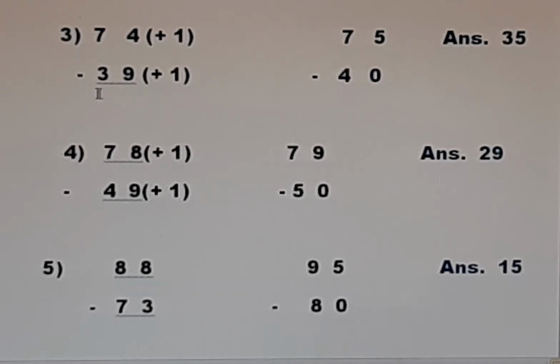74 minus 39. Which one is the higher figure? 74 is the higher figure and 39 is the lower figure. For making a base figure, the nearest to 39 is 40. So you have to add 1, and you will get the base figure 40. Then the same thing, you have to add 1 to the higher figure. That means instead of 74, you will get 75.